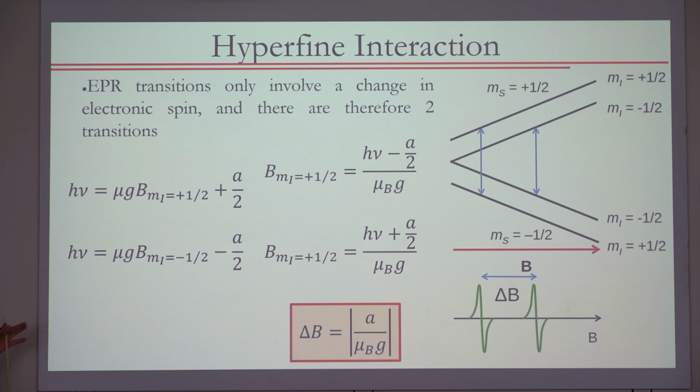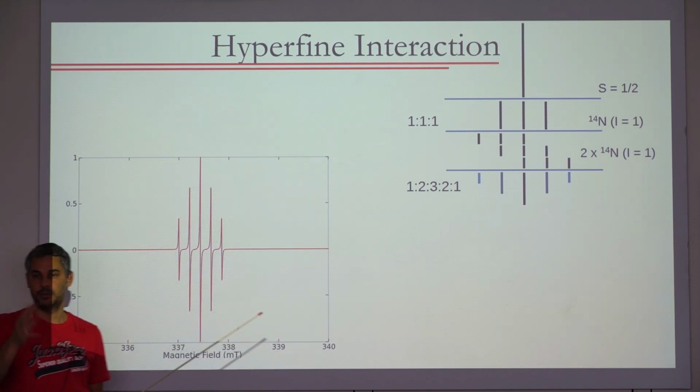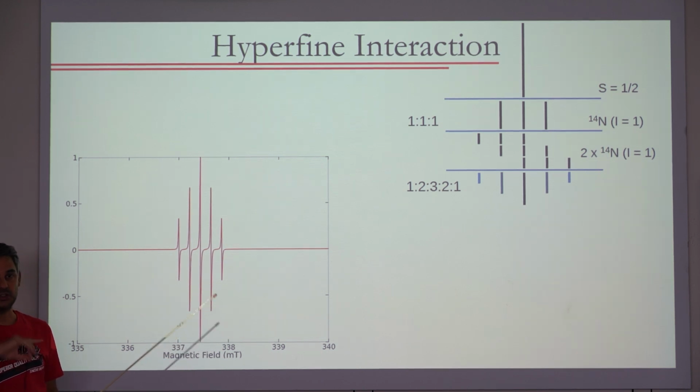EasySpin takes all of this into account. You don't need to, you just simulate. So the hyperfine interaction for simple isotropic cases is important for many organic radicals. In an isotropic case, it's like when a molecule is moving around so fast that all the anisotropy gets averaged.